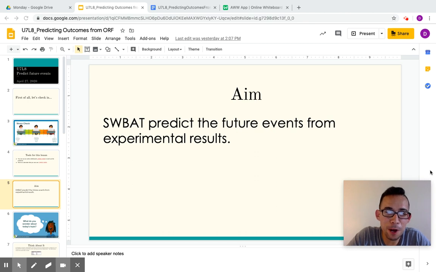Hello, scholars, and welcome to Unit 7, Lesson 8, Predict Future Events. Our aim for today is scholars will be able to predict the future events from experimental results.